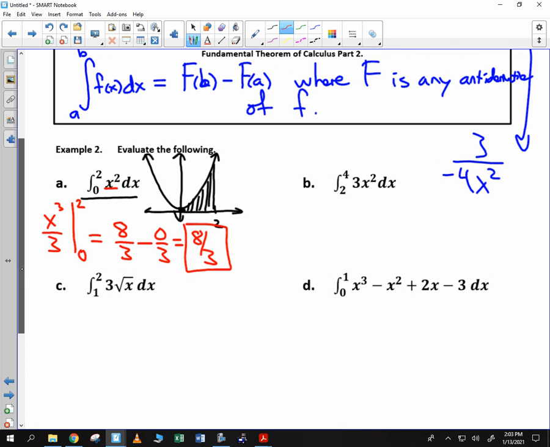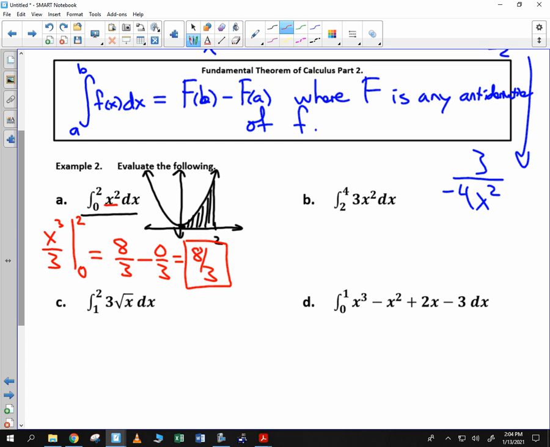So look again at the fundamental theorem of calculus, part 2. It says, in order to determine the area from a to b of a function, simply find an antiderivative, evaluate it at the top, and then evaluate at the bottom and subtract the two. That's it.